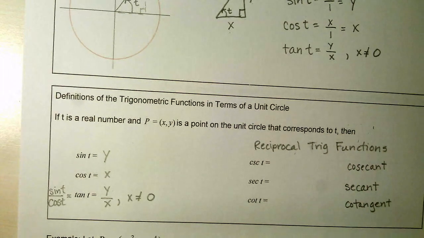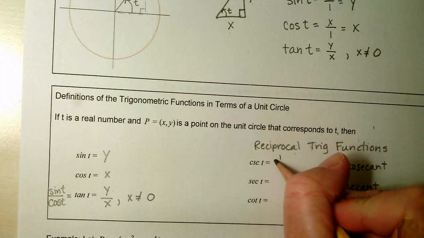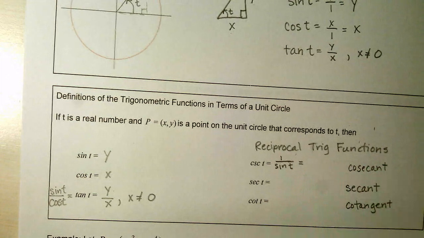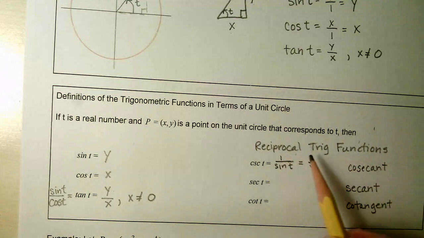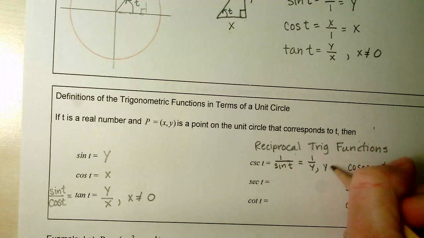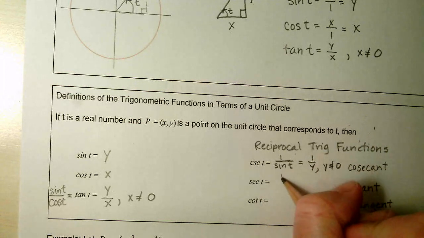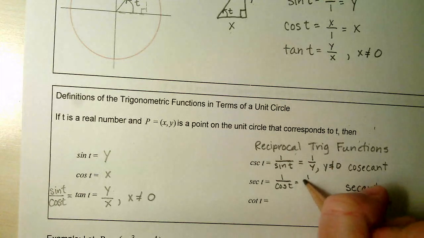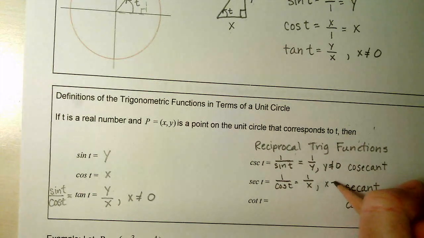If you remember what reciprocal means, it means 1 over. So cosecant is 1 over the sine. That's a definition, something you need to memorize. So this becomes 1 over y. And since y is now in the denominator, it's important that y is not equal to 0. Our secant is the reciprocal of the cosine function, and it's equal to 1 over x, since cosine is our x. And here it's important that x is not equal to 0.